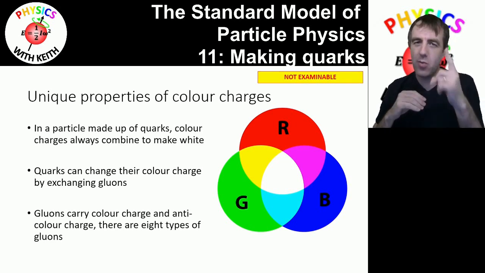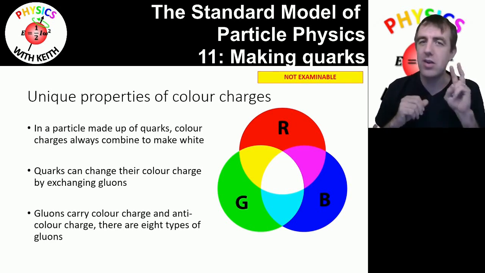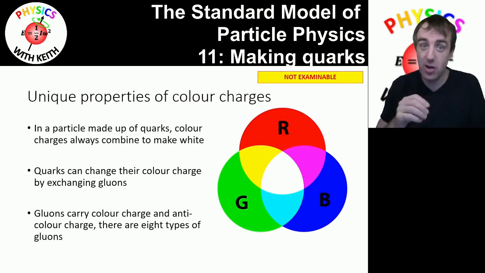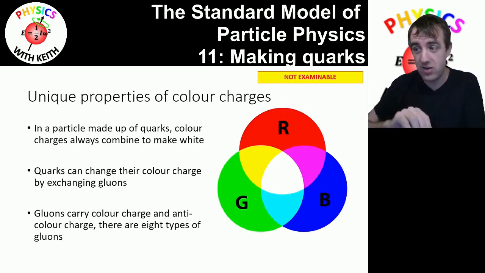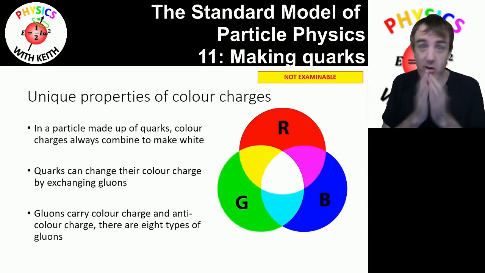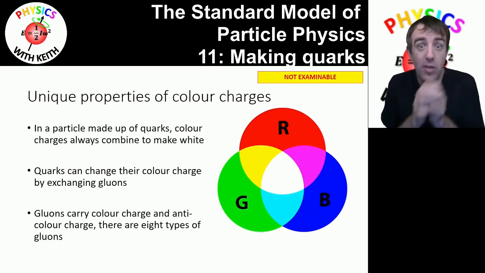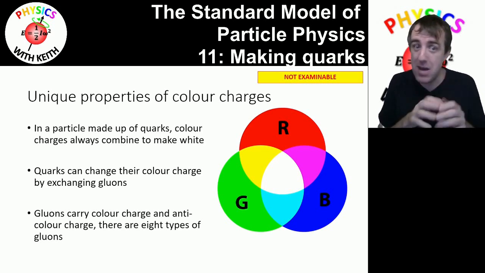Gluons don't just carry one colour charge. They carry two. They carry a colour charge and an anti-colour charge. Gluons have two different colour charges. A colour charge and an anti-colour charge. Quarks have either a colour charge or, if they're anti-quarks, an anti-colour charge. Gluons have both. And you can mix and match.